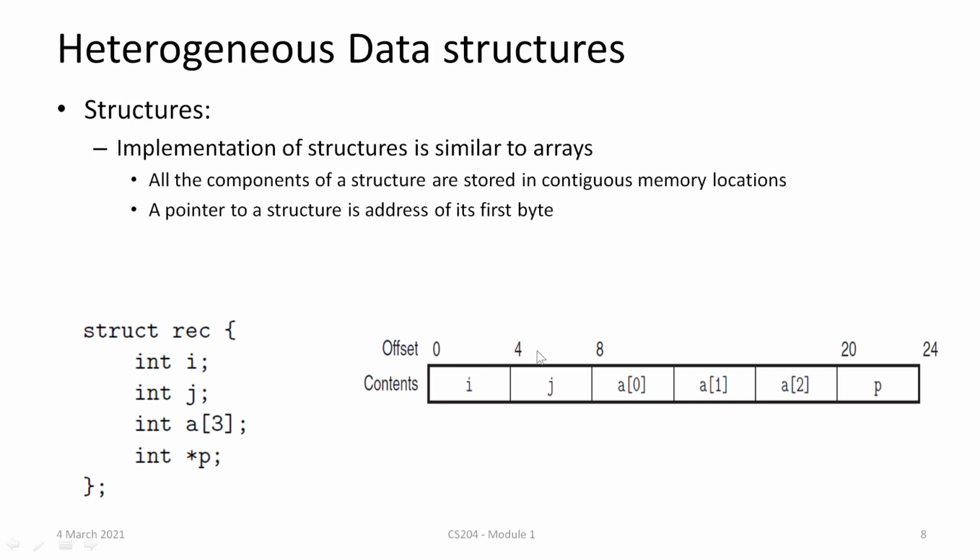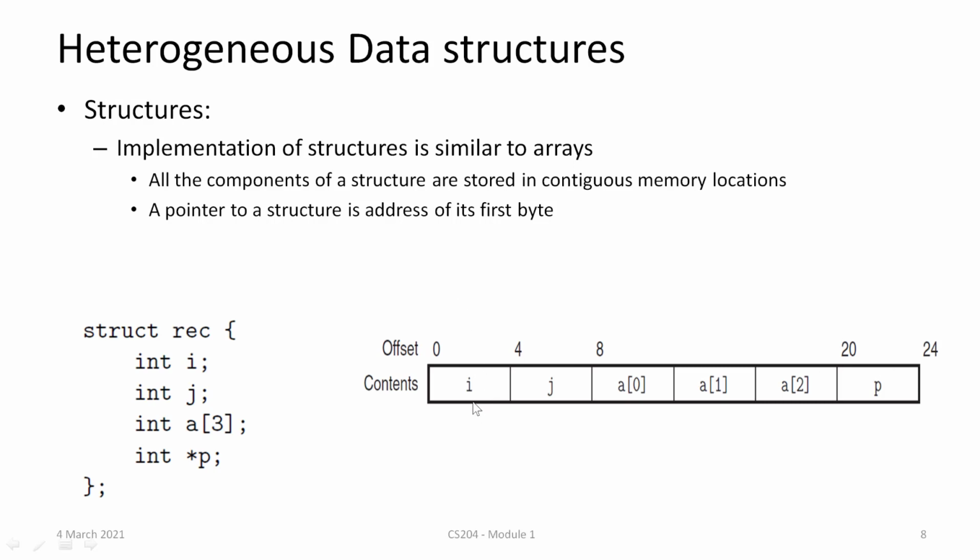And if the offset is 4, we could access the element j. In the same way, after an offset of 8 from the starting of the structure, we can access the element a of 0. Again, plus 4, which would be 12, we can access a of 1. Plus 4, which is 16, we can access a of 2. And if the offset is 20, then we can access the pointer p.